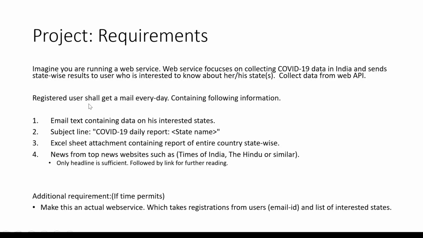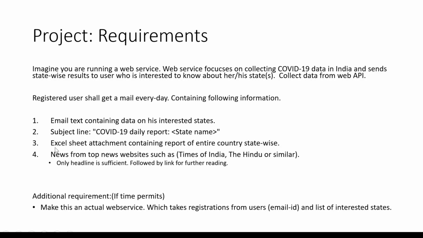A registered user shall get a mail every day containing the following information. The email text contains data on his interested states. The subject line is, okay, COVID-19 daily report, and the state name maybe, or a couple of state names, if we are subscribed to more than one state.